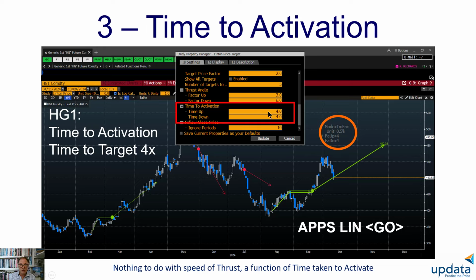And you'll see here it's time to activation in your system. The longer a target takes to activate, the longer it'll take to be met, is the assumption. And again, these targets are not parallel because of the different times taken to activate. And here we're using 4 times.